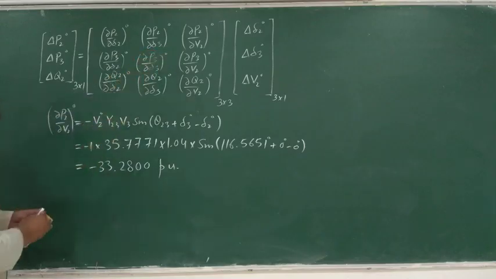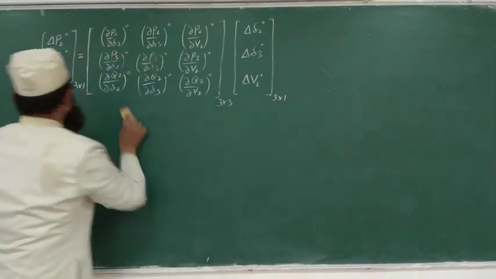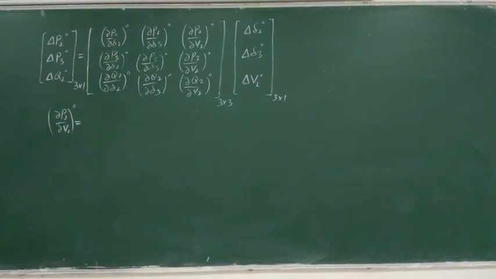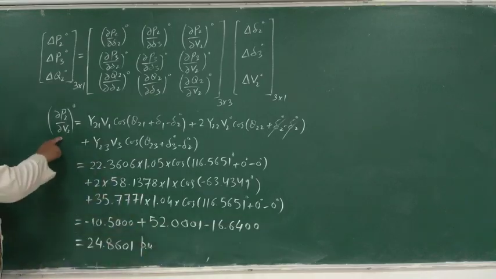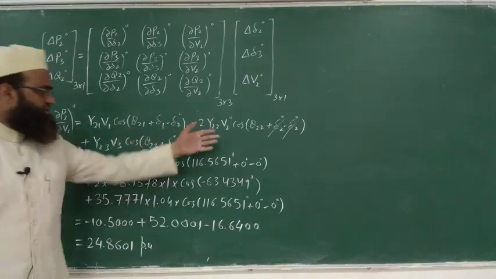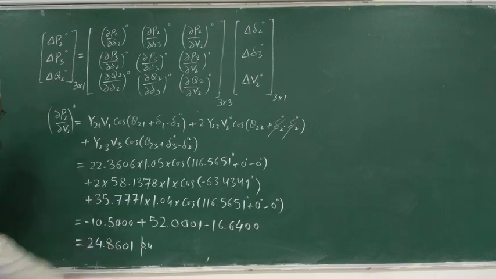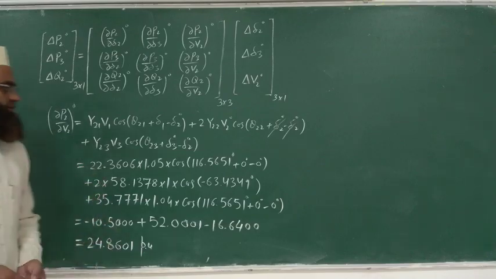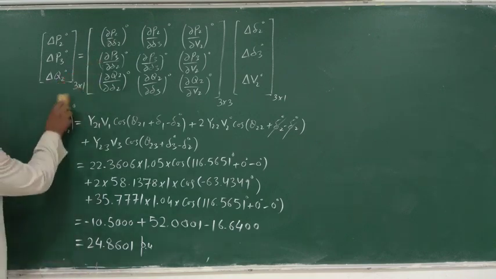Del V2, this third one. V2 is in all the 3 terms of the P2 expression. After evaluating the value of del P2 upon del V2 and substituting the values of the variables and parameters, we are getting del P2 upon del V2 0 as 24.8601 per unit. Just cross check it.